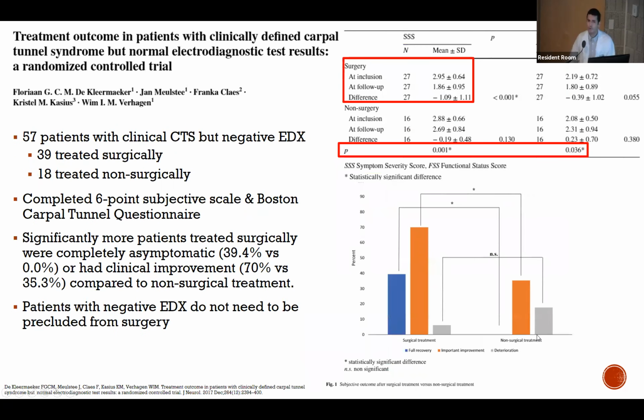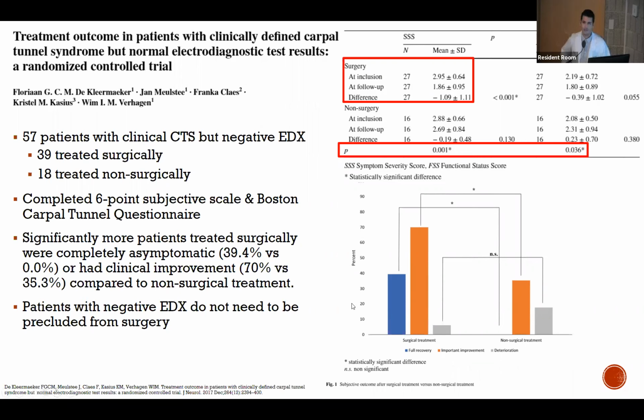Getting a little more into some of the problems with EMGs and the controversy, there was a study by Florian et al. in 2017 that looked at people who had the clinical signs of carpal tunnel syndrome but normal electrodiagnostic studies. They examined 57 of these patients and allocated them in a 2-to-1 randomized fashion to either surgical or non-surgical treatment. The non-surgical group received either steroid injections or wrist splinting and ibuprofen.